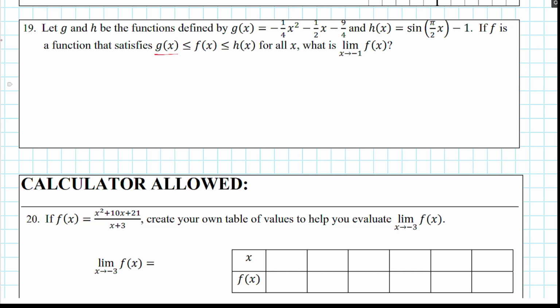So if the limit of g of x as x approaches negative 1 exists and is equal to L, and the limit of h of x as x approaches negative 1 exists and is equal to L, since g of x is less than or equal to f of x is less than or equal to h of x, that means the limit of f of x as x tends to negative 1 has the same limit. Okay, so now let's find the limits of these functions.